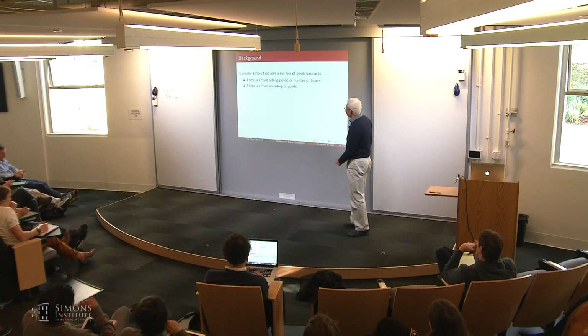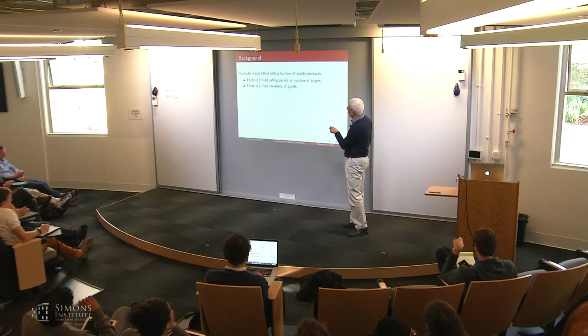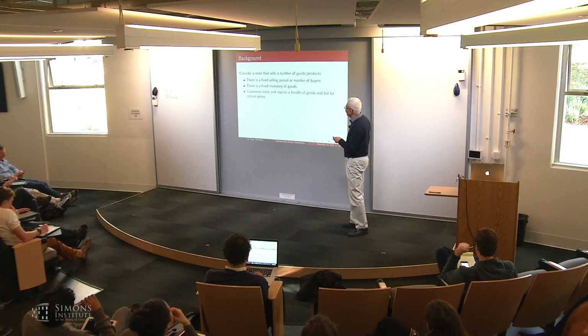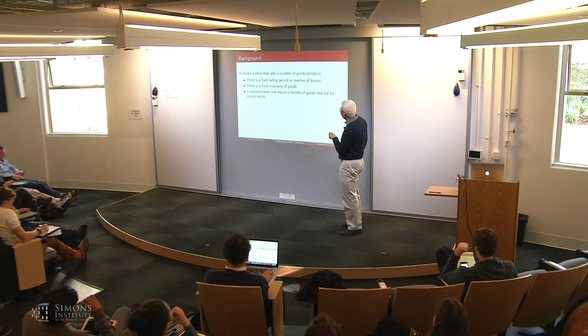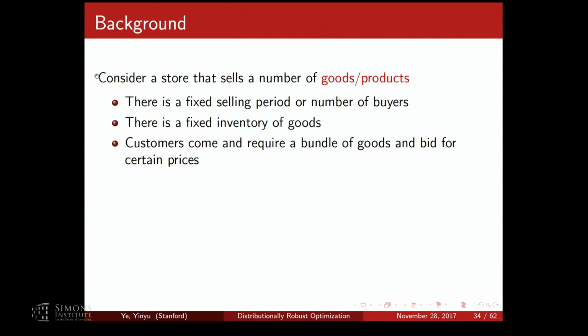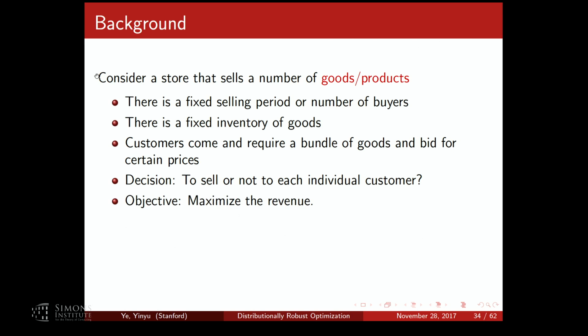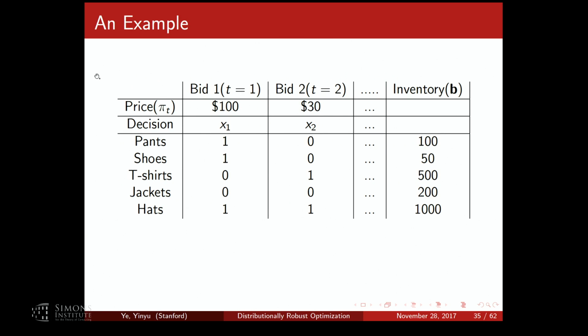So there is you sell goods, products. There is a fixed selling period, a number of buyers, and a fixed inventory of goods. Customers come, request a bundle of goods, and bid certain prices. Then your decision is to sell or not to sell to each individual. You still want to maximize the revenue. So this is one example.